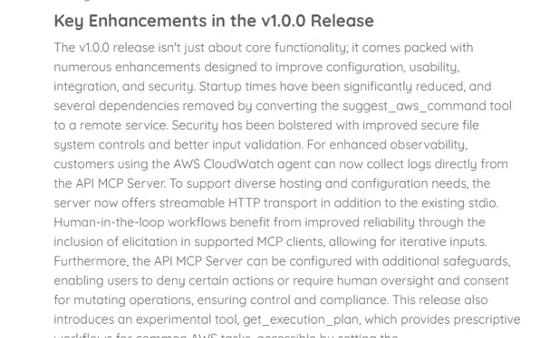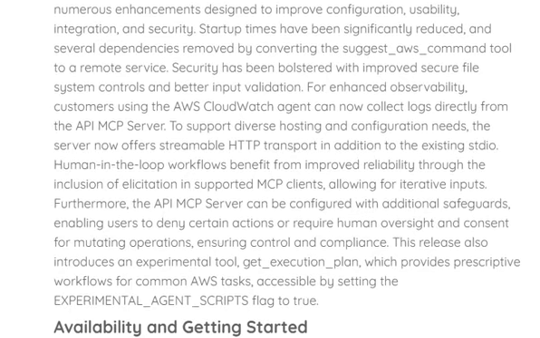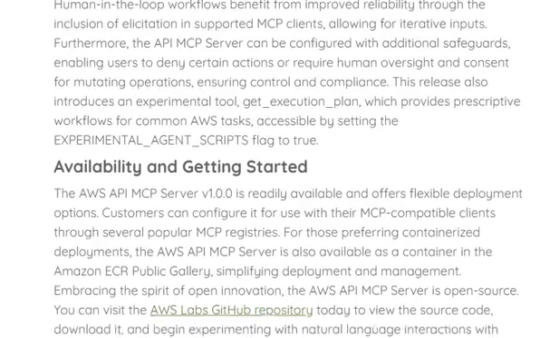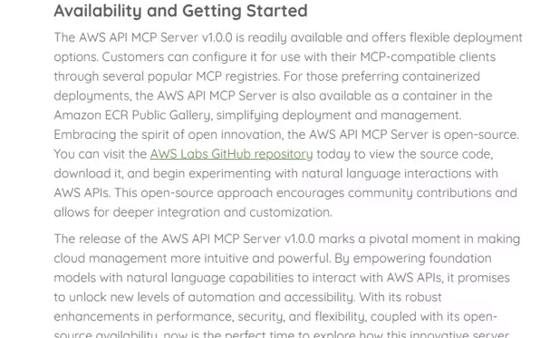Security, which is always paramount in the cloud, has been bolstered with improved secure file system controls and much better input validation, giving you greater peace of mind. For those of you who prioritize observability, a big win here. Customers already using the AWS CloudWatch agent can now collect logs directly from the API MCP server, simplifying monitoring and troubleshooting. To support diverse hosting and configuration needs, the server now offers streamable HTTP transport, adding to the existing STDIO option. This means more flexibility in how you deploy and interact with the server.